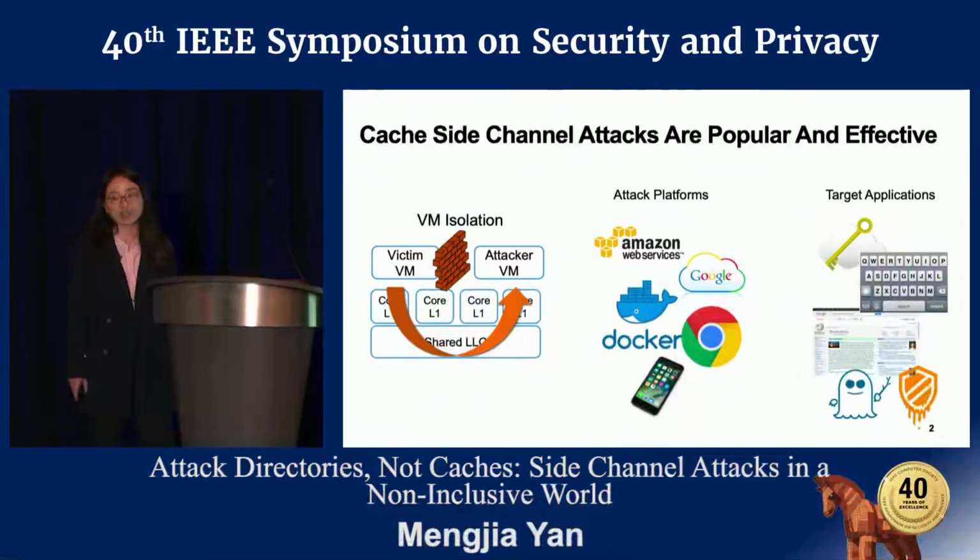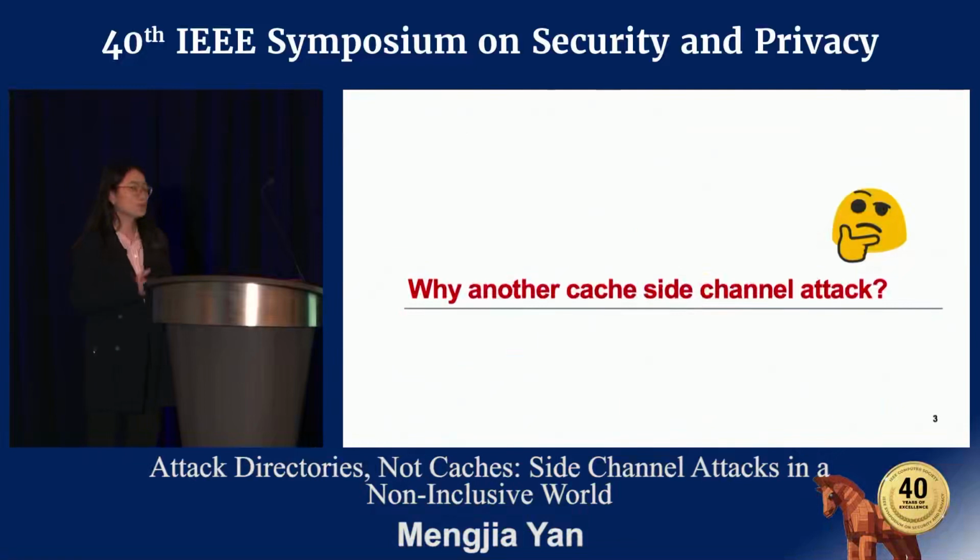We also know that when side-channel attacks work with Spectre, Meltdown, and all the other variations of speculative execution attacks, they can break memory isolation, dump kernel content, and do many powerful things. So given that the attacks are so popular and effective, why do we need another cache-based side-channel attack?